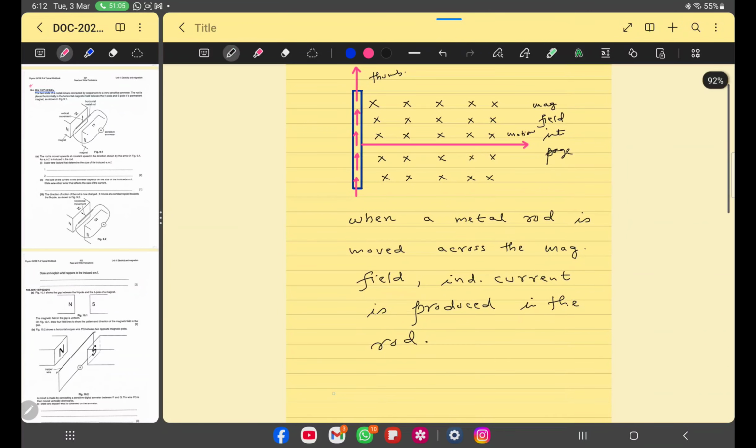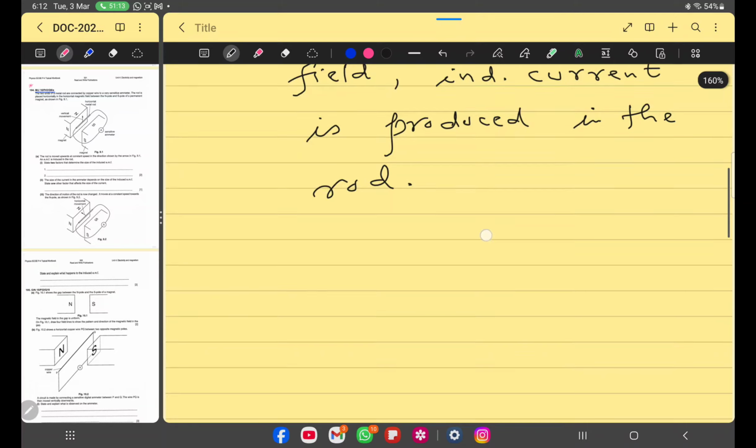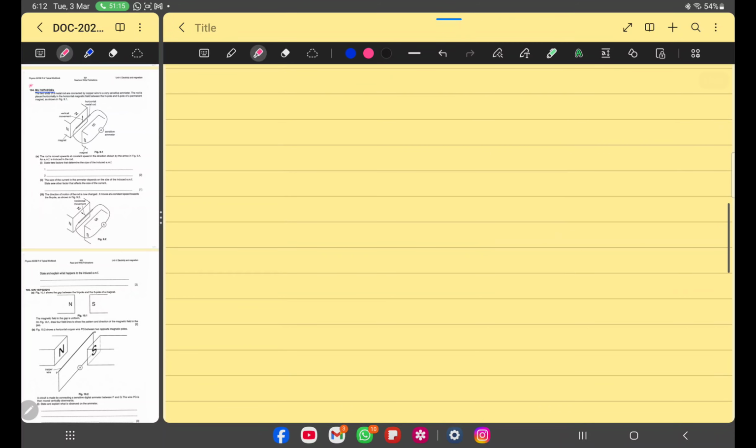And remember, the angle between movement and magnetic lines must be perpendicular. Must be perpendicular. And now I am giving you another example.